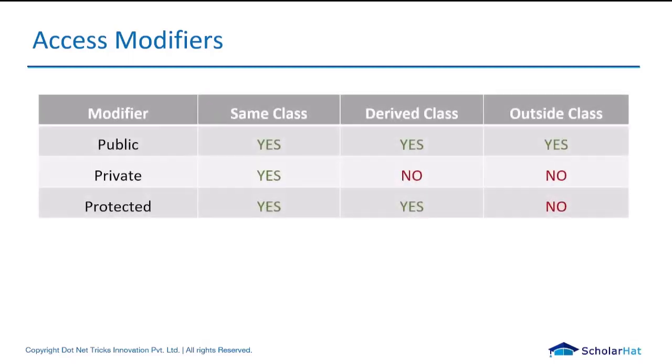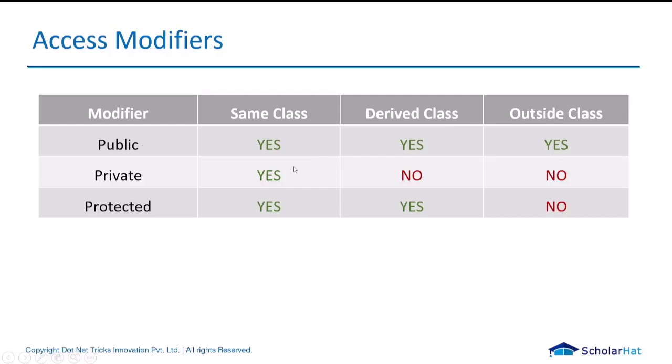So now the topic is access modifier. As we already studied about public and private, within the same class you can access public members, from the derived class also you can access it, and from outside the class, that is in the main function, we can access public. We already saw that.